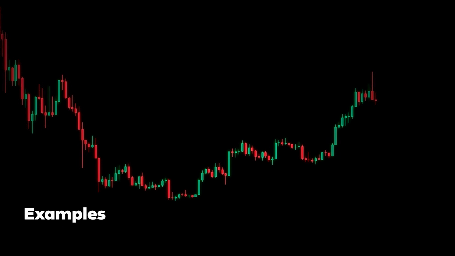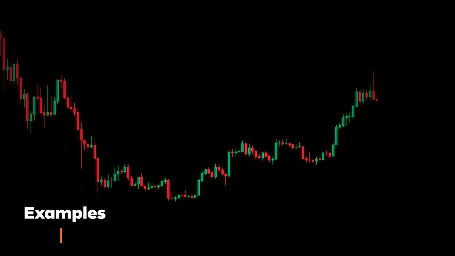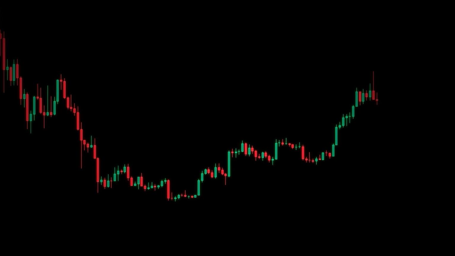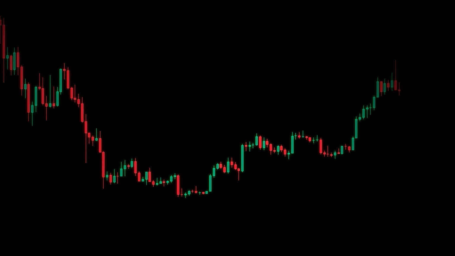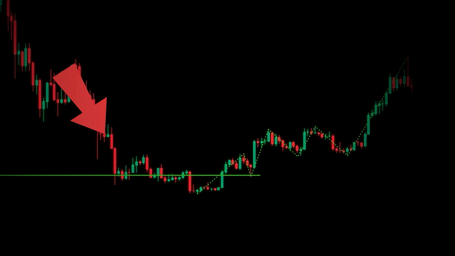So now we're going to show you step by step how you can identify a trade opportunity by using these three concepts that I mentioned earlier. First, start out on the higher time frames like the weekly or monthly chart. Taking a closer look, we can see that this chart has been in an uptrend. It was previously downtrending, but it came to an important level and started reversing to the upside with a lot of energy.